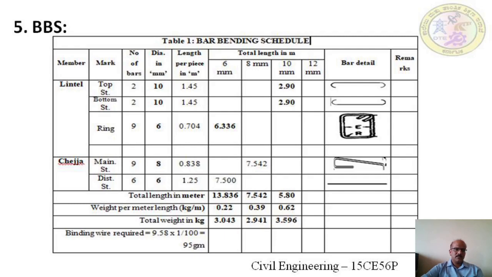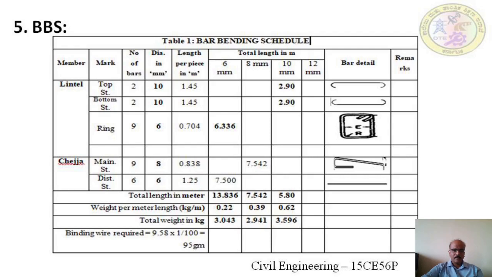Top straight bars, 2 bars are provided at the top. The diameter of the bar is 10 mm. We can see in the structural drawing there top 2 bars are there and 10 mm diameter. Those are given in the details also. The detailed data given, we can refer to also. There we have calculated the length of each bar, the top straight bar and bottom straight bar. It comes around 1.45 meter.